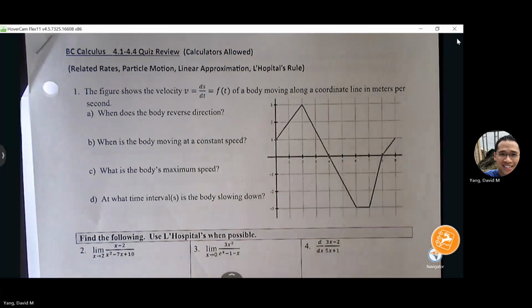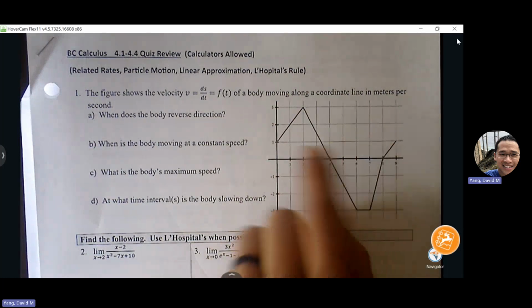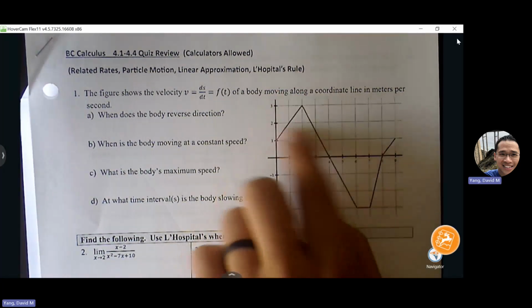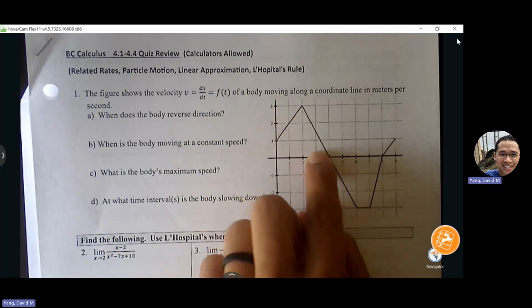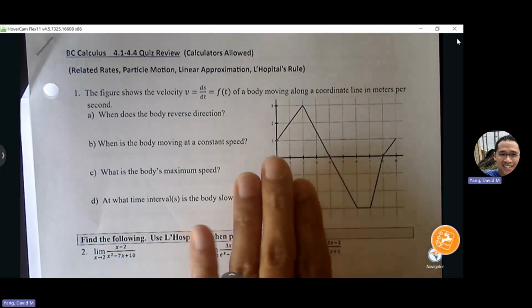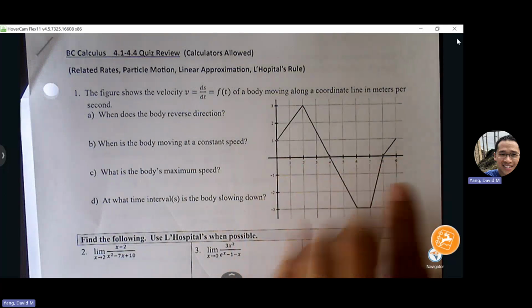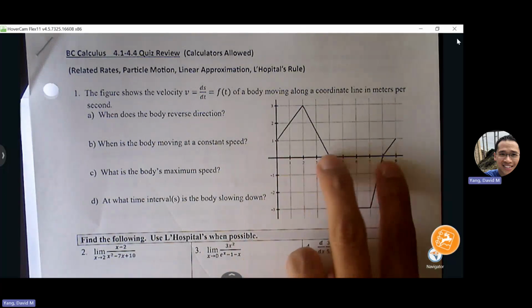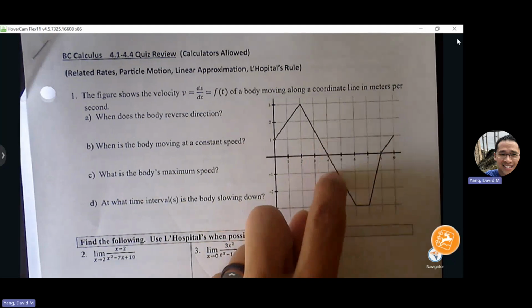Okay, so let's start with number 1. All right, the figure shows the velocity of a body moving along a coordinate line in meters per second. So this is the velocity function, right? Anything above represents positive velocity. That means these are all places where the particle is moving to the right. Below is wherever the particle is moving to the left. And if it lands on the axis, that means this is when velocity is 0, right? And if it switches from one side to the other, we know that's when it changes direction.